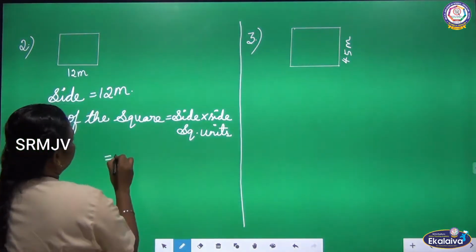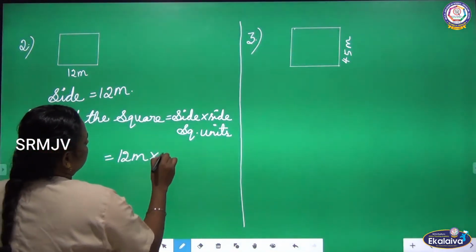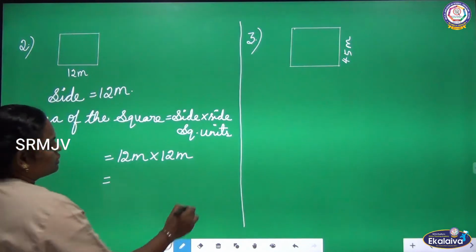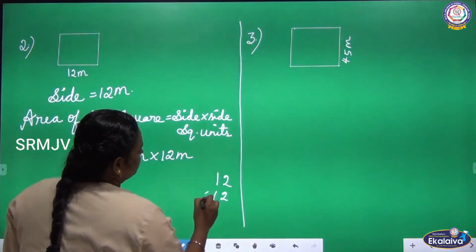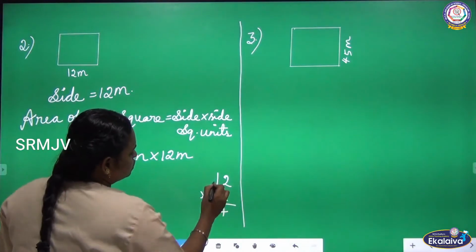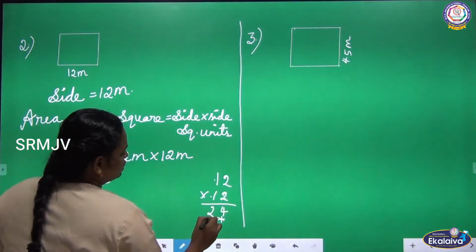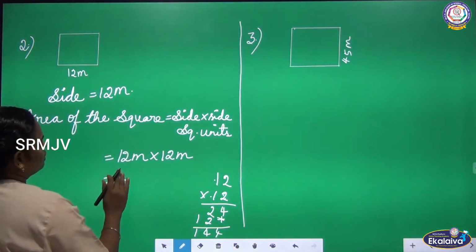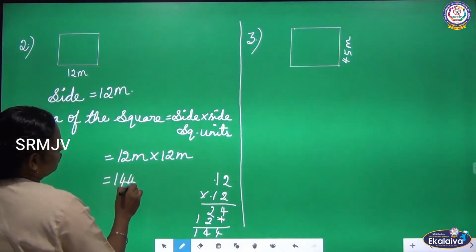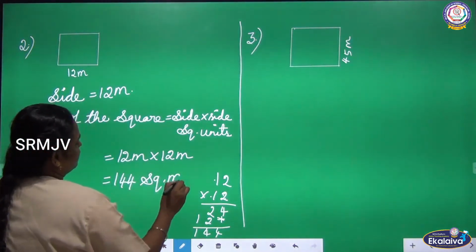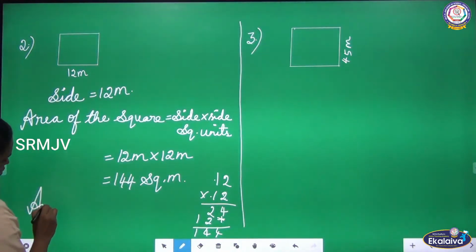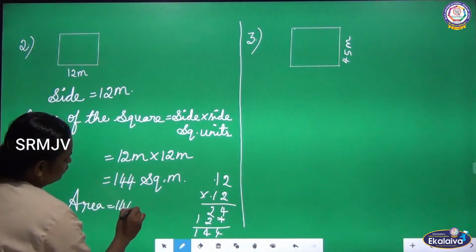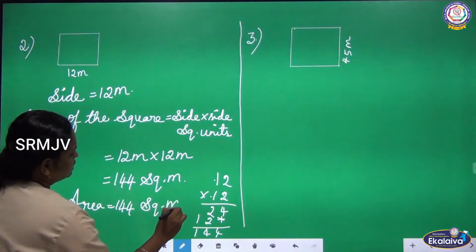So what is the side they have given? 12 meter. So 12 meter into 12 meter. What is 12 12s? Can you say what is 12 12s? 2 2s are 4, 2 1s are 2, next 1 2 is 2, 1 1 is 1. So 144 square meter. So the answer: area equals 144 square meter.